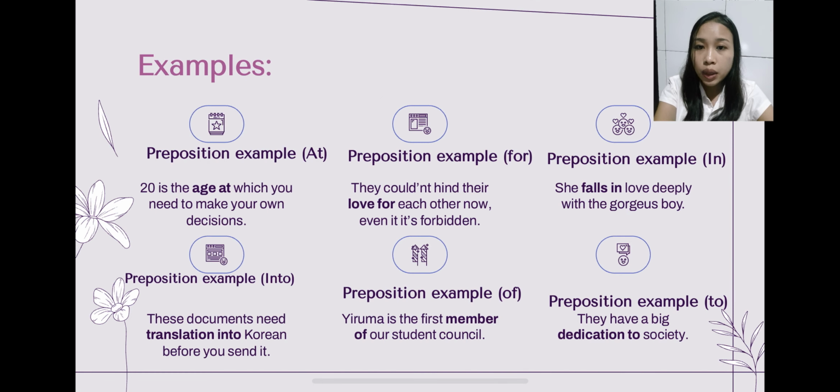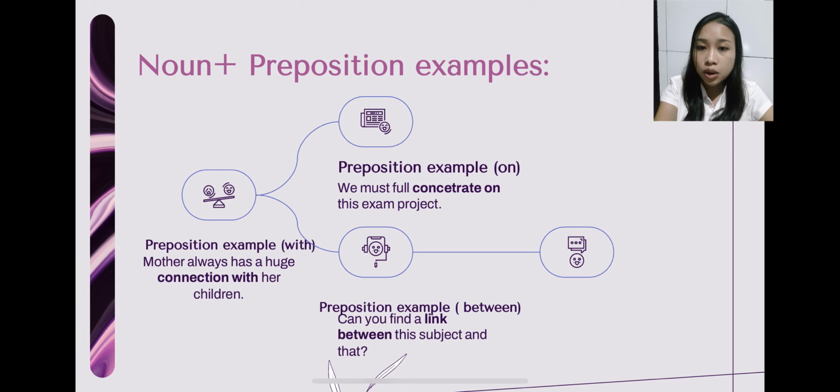Preposition at: 20 is the age at which you need to make your own decisions. Preposition for: they couldn't hide their love for each other now, even if it is forbidden. Preposition in: she fell in love deeply with the George's boy. Preposition on: we must fully concentrate on the exam projects. And the other examples.